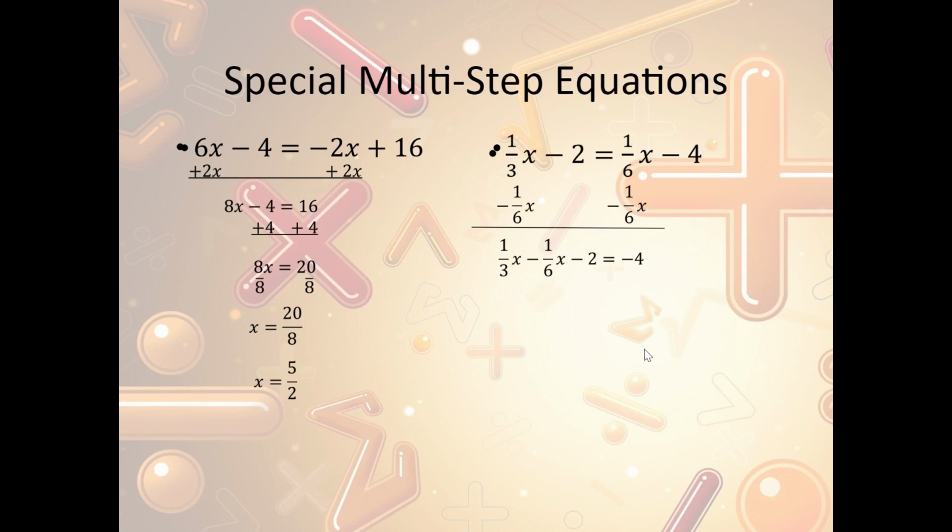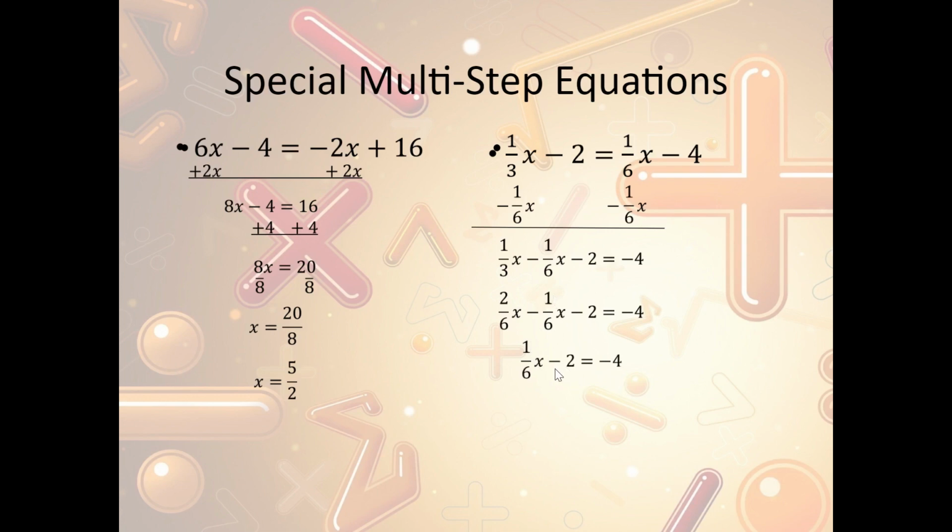Now I need to get a common denominator. I can see that my common denominator should be 6, right? Because 3 times 2 is 6. So this is really 2/6 minus 1/6 x minus 2 is equal to negative 4. Well, 2/6 minus 1/6 is 1/6. So this is 1/6 x minus 2 is equal to negative 4.